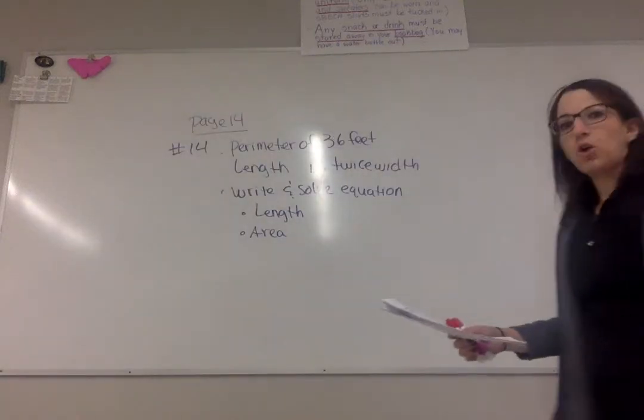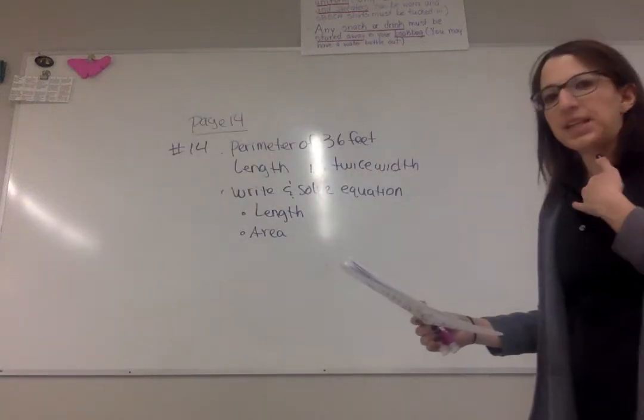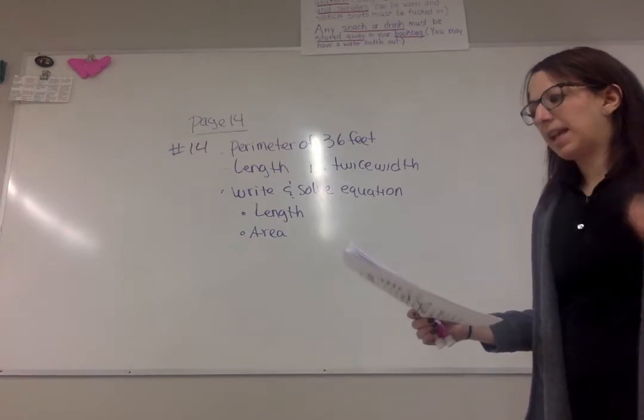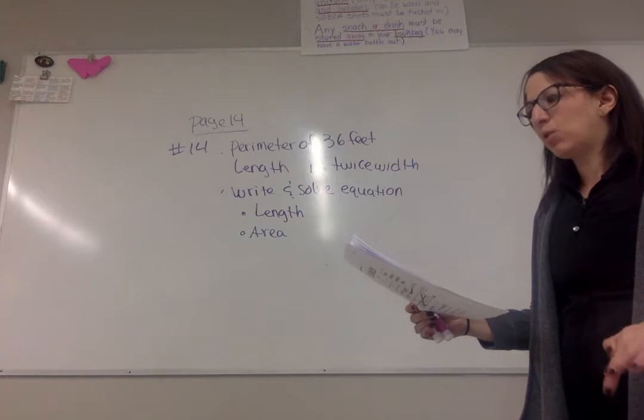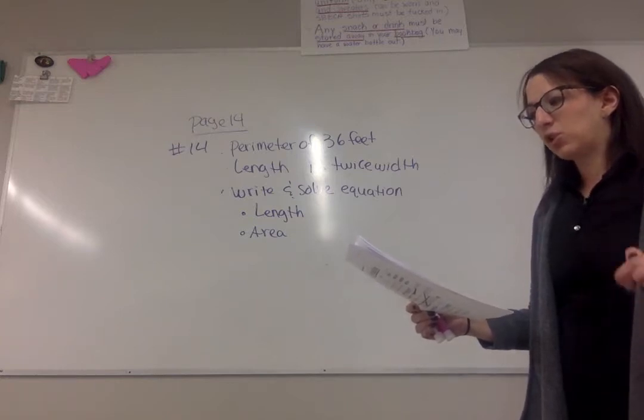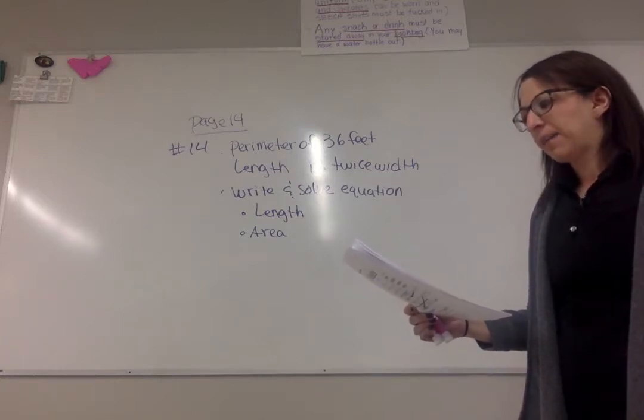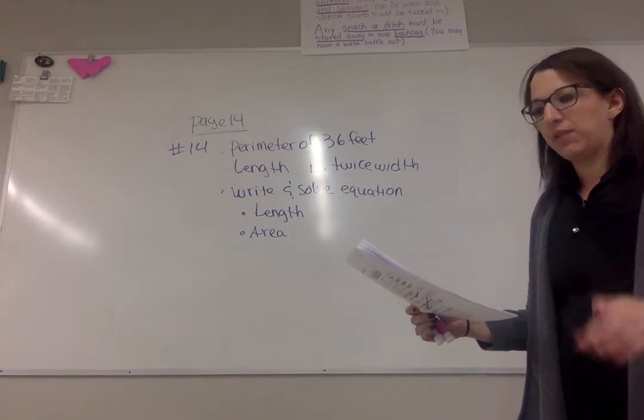Okay, so now if we go on page 14, problem 14, it says, a rectangular mat has a perimeter of 36 feet. The length of the mat is twice the width. Write and solve an equation to determine the length in feet of the mat, and then find the area in square feet of the mat.